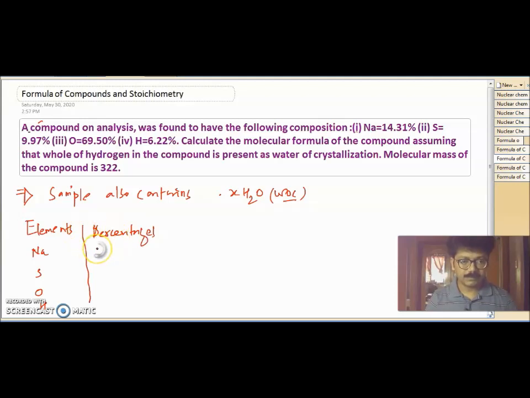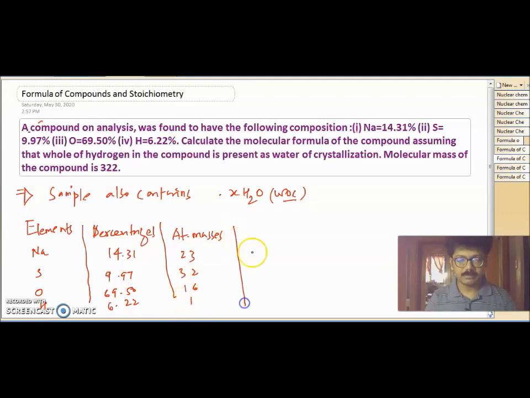What are the percentages? Sodium is having 14.31, sulfur is having 9.97, oxygen is having 69.50, and hydrogen is having 6.22%. Now atomic masses you can write in the third column: sodium 23, sulfur 32, oxygen 16, and hydrogen 1.